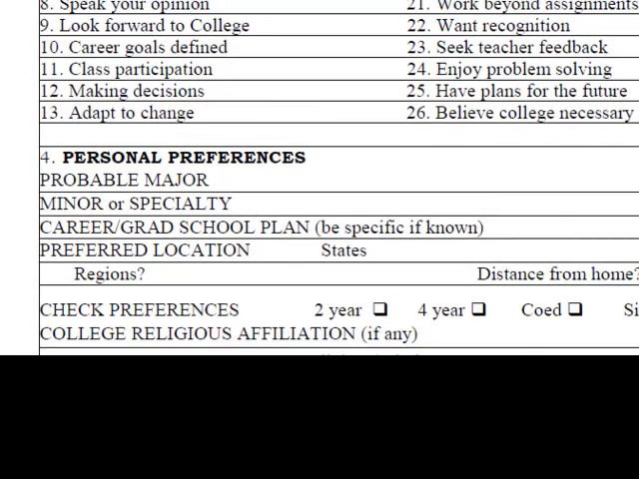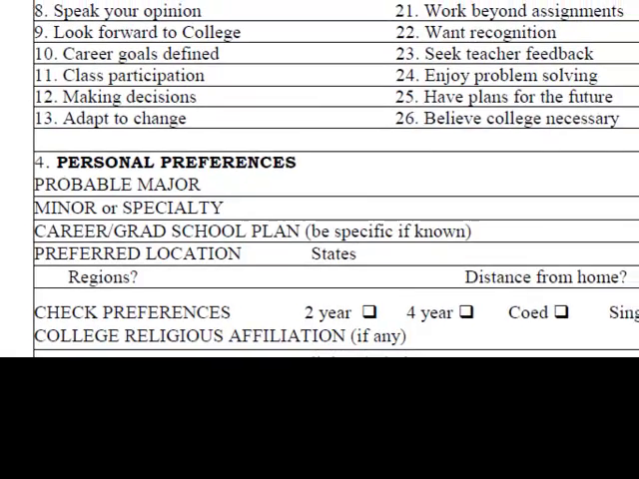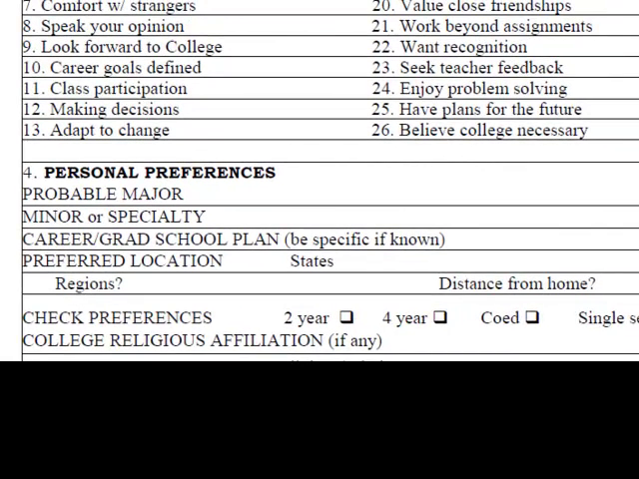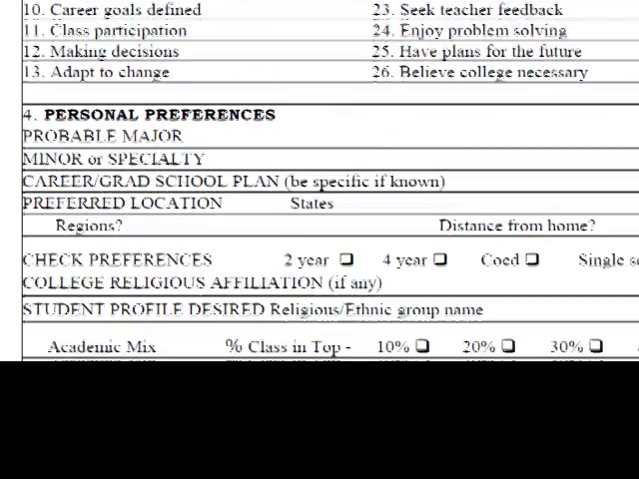You can list here if you have a major that you're interested in. If undecided, mark undecided. If you're thinking about going to graduate school, you could make a notation there about that. If you have in mind certain areas, either a region or a state or so far from home that you want to go to college, go ahead and mark that.